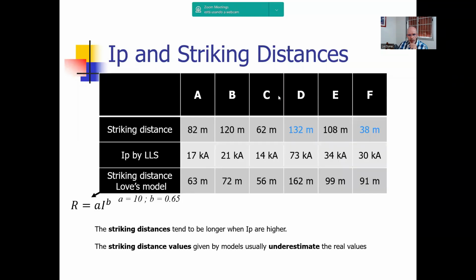And if we take all cases, we see the striking distance varies between about 40 meters to 130 meters. And if we take a model, like Love's model, to estimate the striking distance, we will see that almost all striking distance values given by the models are underestimated. We also see that striking distance tends to be longer when the peak current is higher.